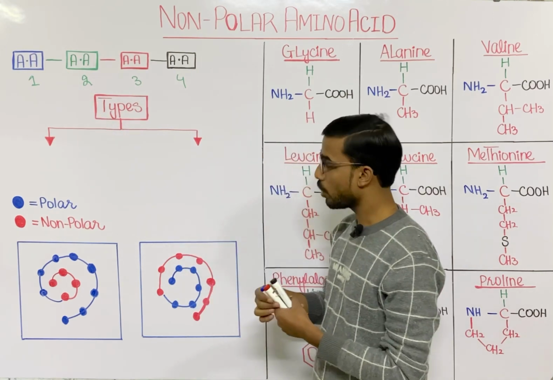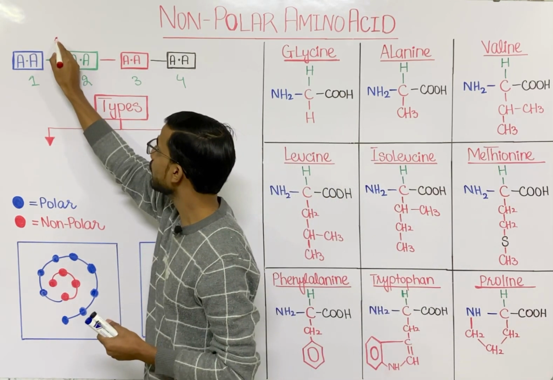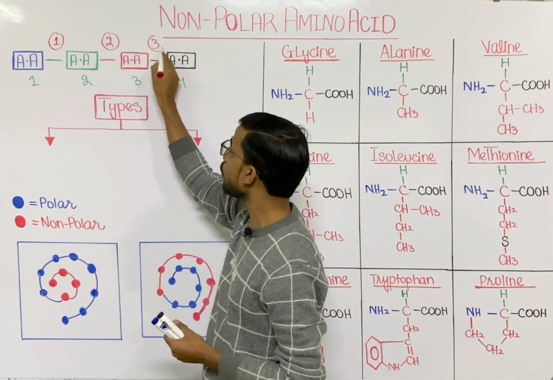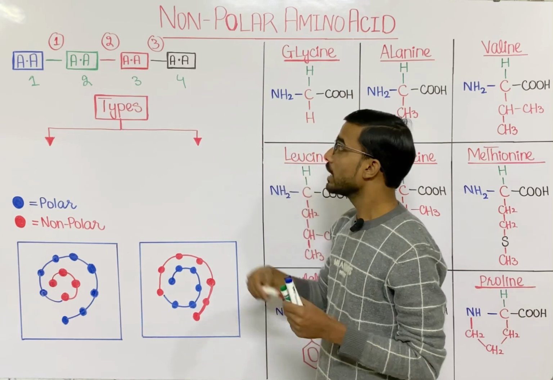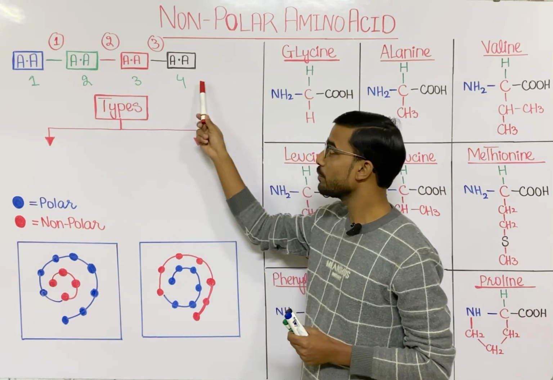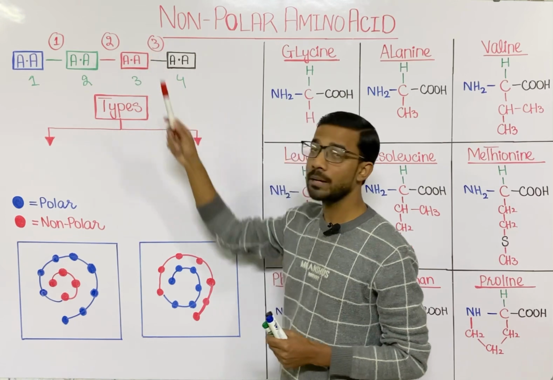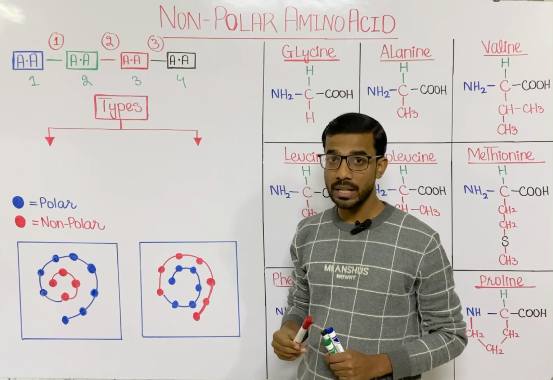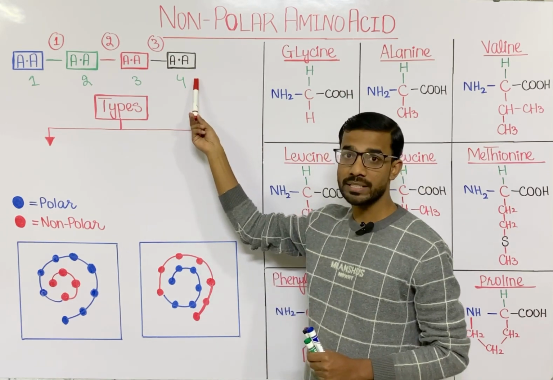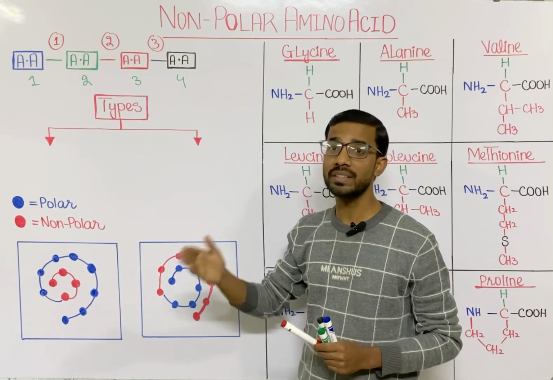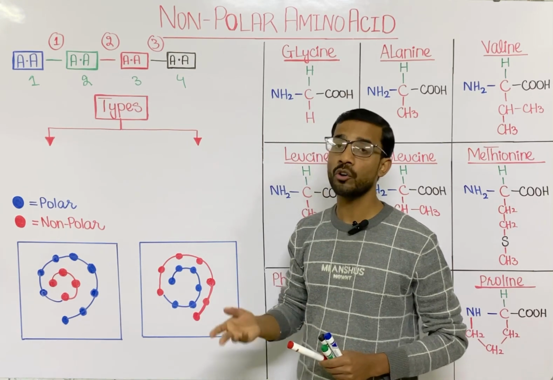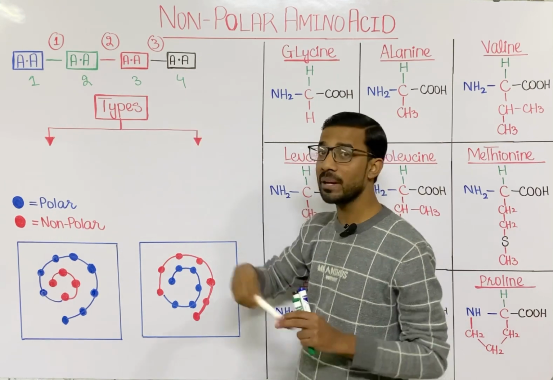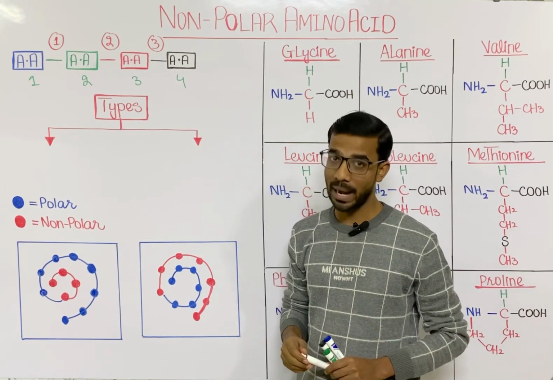linkage. Here is peptide bond 1, here is peptide bond 2, here is peptide bond 3. So if you notice, the number of amino acids is 4 and the number of peptide bonds is 3. It means that in proteins, the number of amino acids will be 1 larger than the number of peptide bonds, or peptide linkages. That's the most important thing. Peptide bonds will be 1 less than the number of amino acids.